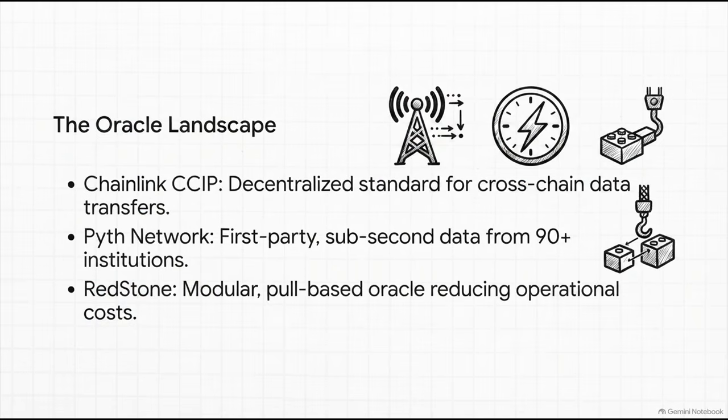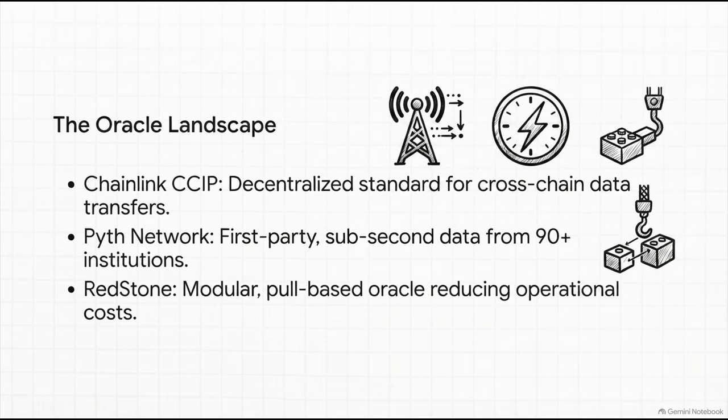The Oracle landscape has basically evolved into 3 distinct architectures. First, you have Chainlink's CCIP, which is the institutional standard. It uses a decentralized network of nodes that stake tokens to guarantee they're telling the truth. Then, the Pyth network takes a totally different route, pulling sub-second first-party data directly from over 90 major financial institutions. That's perfect for highly liquid assets.